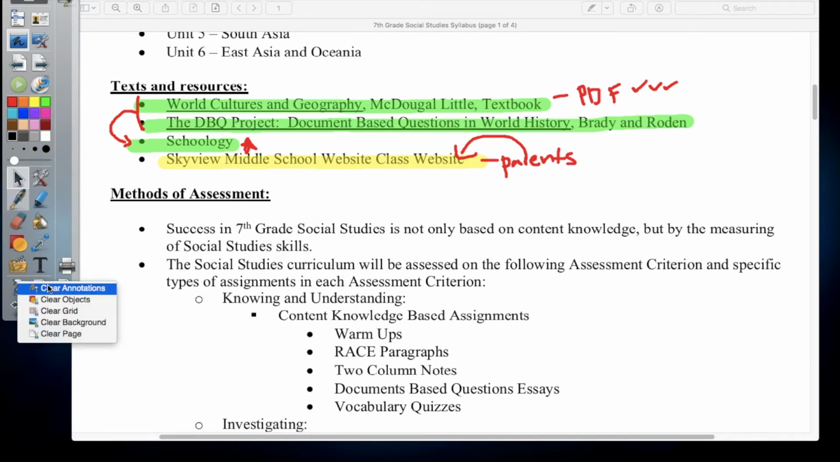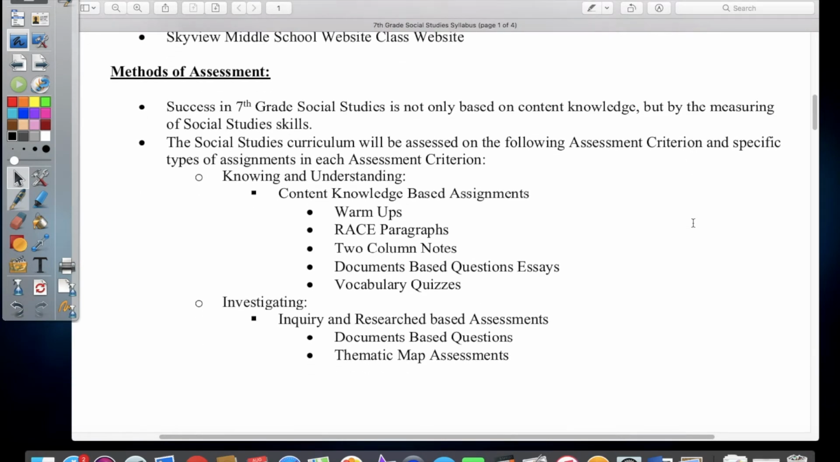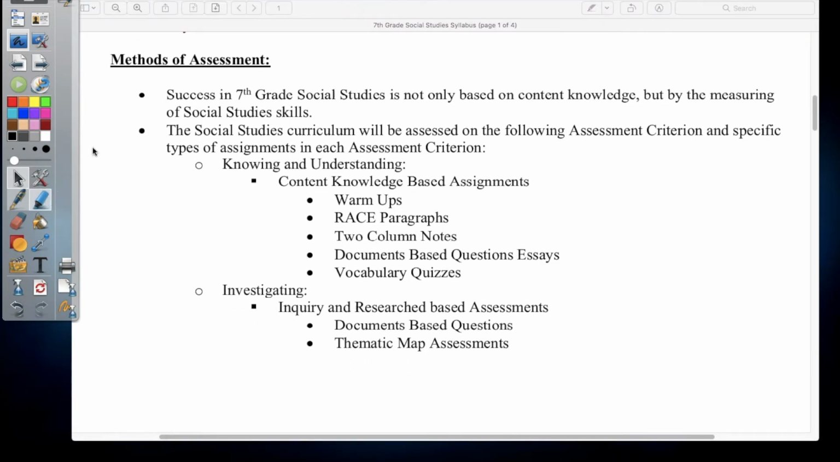Let me clear my annotations here, and we're going to move on. So now the next part, which is probably the most important part of the syllabus, is methods of assessment. All right, so we're going to talk about that real quick. Let me highlight that. Methods of assessment. It says success in 7th grade social studies skills is not only based on content knowledge, so once again, content knowledge is very important, but also by the measuring of social studies skills.